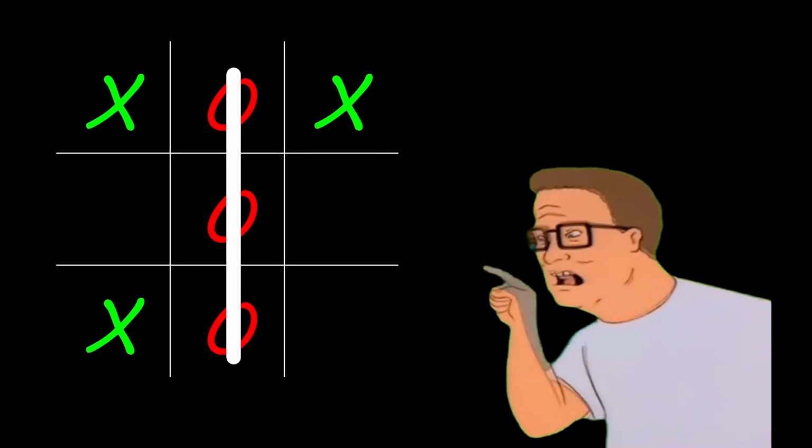So I coded up noughts and crosses, or Tic Tac Toe if you prefer, and stuck a Minimax AI on it. Loser! You're a loser! Are you feeling sorry? Thanks for that, Hank.